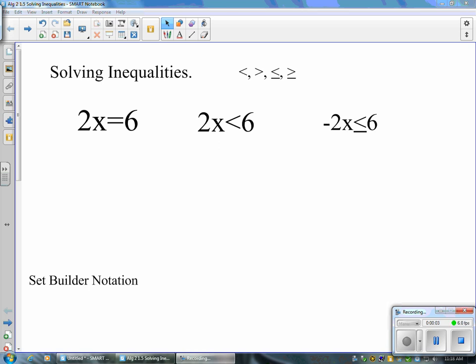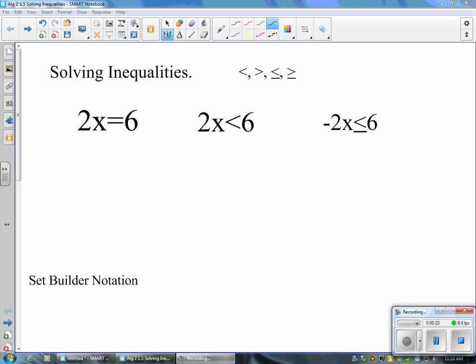Hello. Today we're going to talk about solving inequalities. Now, inequalities are the less than, greater than, less than or equal to, or greater than or equal to symbols. But before we do this, I want to refer back to what we already know about solving equations in general.